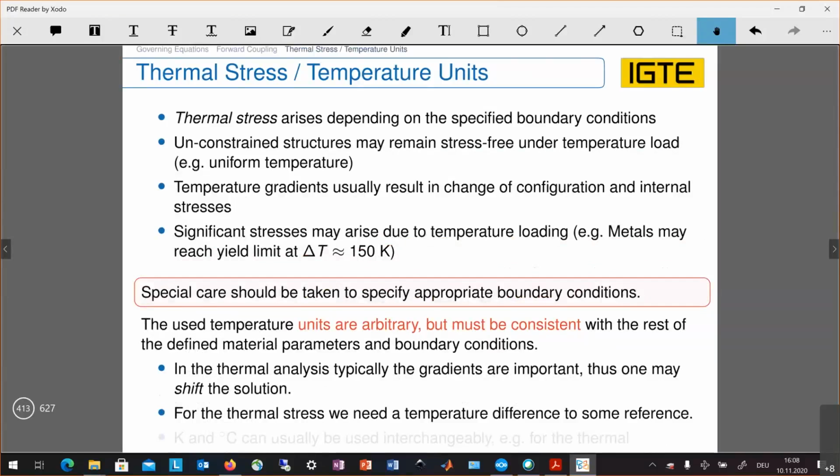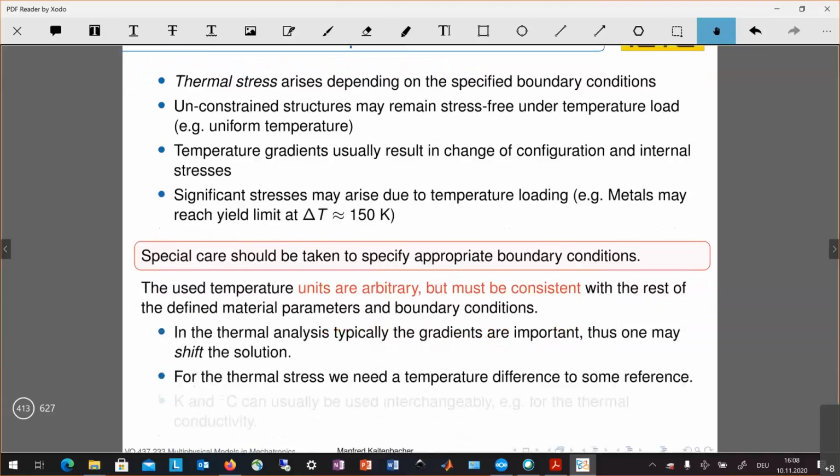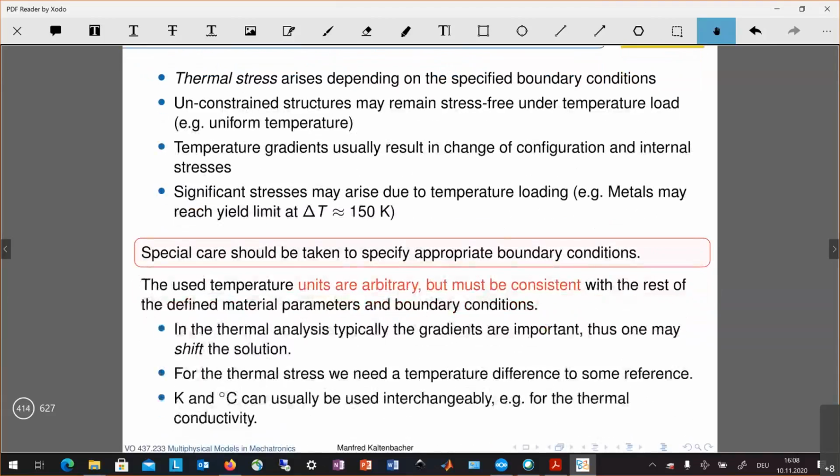As you know, the thermal stresses are driven by the temperature differences, and so it's important that you keep here to one system, specify the values in Kelvin or degree Celsius. I always advise to keep to Kelvin. That makes sense. Also, when you look up different material tables, mostly the expansion coefficients are given with the unit using Kelvin and not degrees Celsius.